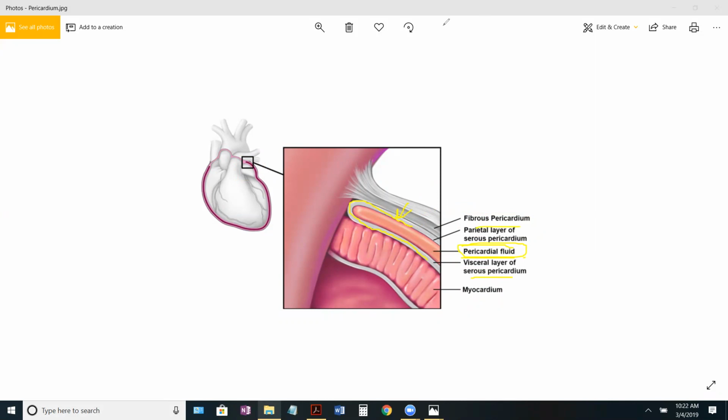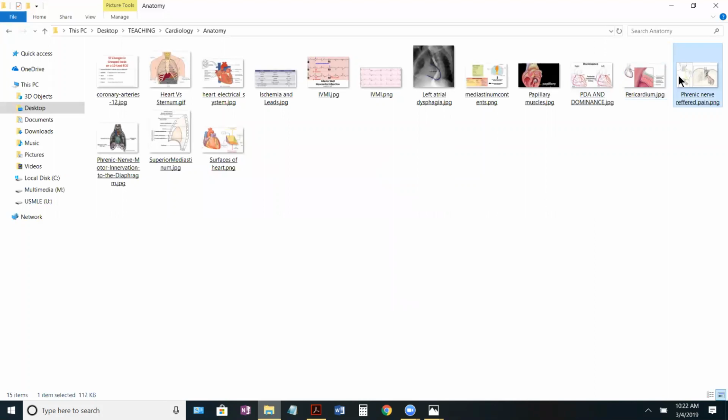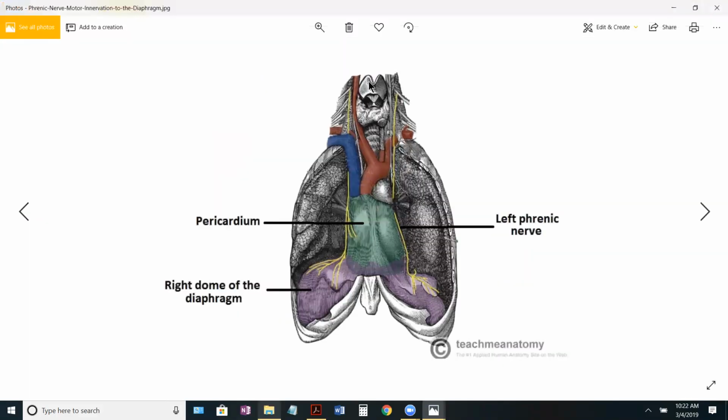Any confusion in the layers of the pericardium? No? Okay. So now the next thing is that you have to look very seriously at what's going on around the pericardium, because that's very important. If you focus around the pericardium, then a very important nerve is crossing over the pericardium and going downwards to supply the domes of the diaphragm. So this is the pericardium, the green structure, and these are the two yellow structures on the periphery of the pericardium. These are the left and right phrenic nerves, and phrenic is the nerve for the diaphragm.